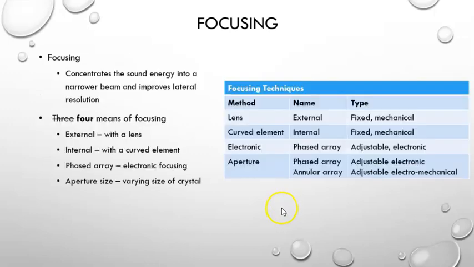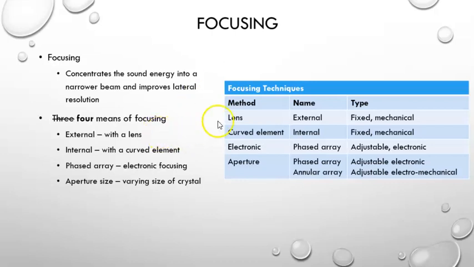Focusing is a technique we can apply to the transducer to actually concentrate the energy. Focusing concentrates the energy into a narrower beam and improves lateral resolution. So there's really three ways of focusing the beam. We're going to say there's four ways if we include the diameter of the beam.